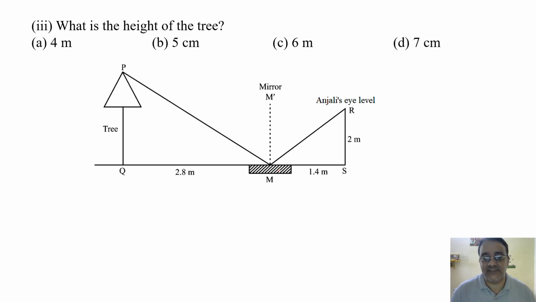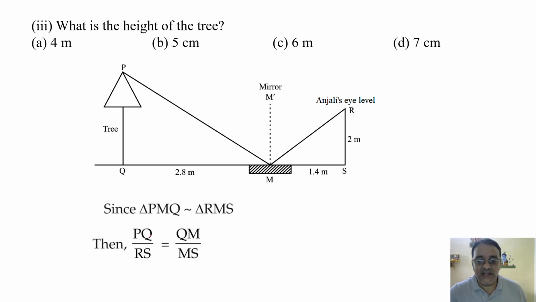So now we are moving toward the third question. What is the height of the tree? For that, what will we do? We will use similarity. So we have already seen that these two triangles are similar by AA similarity. So their corresponding sides are proportional. So we have to find PQ. RS is given as 2, and QM is 2.8 and this is 1.2, right?